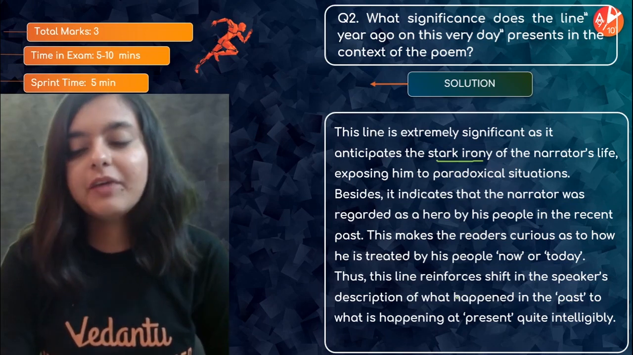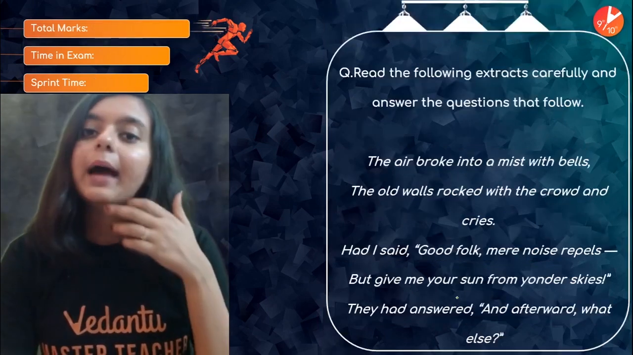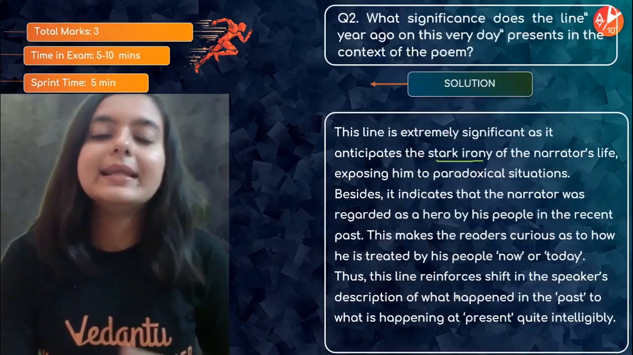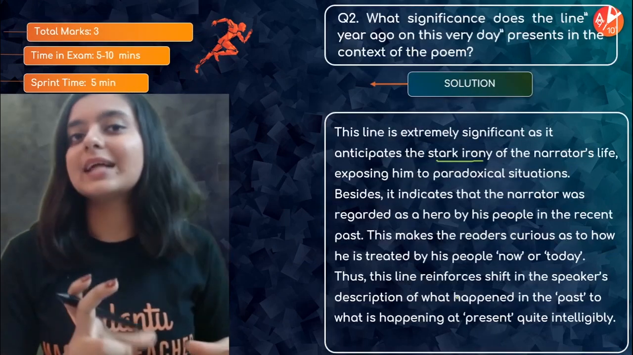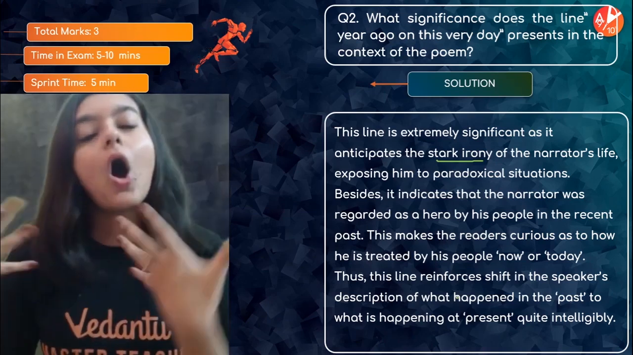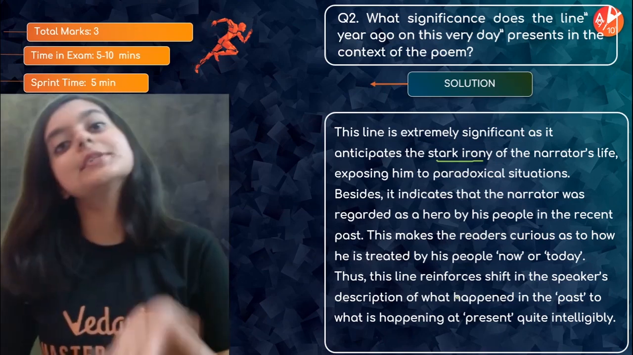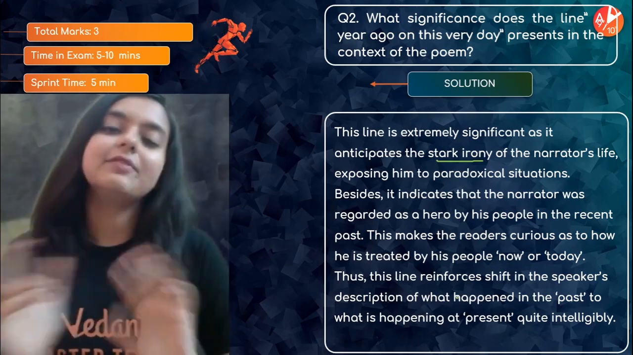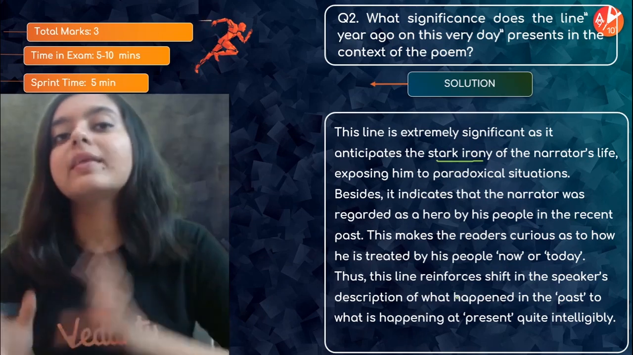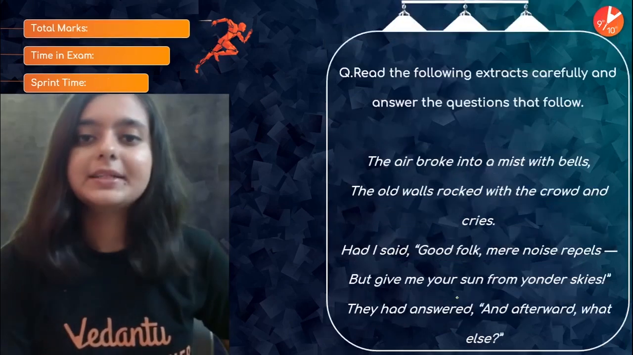All right, so very, very important question. Moving ahead is the next question. When you are given the first stanza, you can be asked about the last stanza because it's showing the contrast. Or else, if you're given the last stanza, vice versa can happen. You can also be asked regarding the first stanza because that is also showing the contrast. So please keep that in mind.